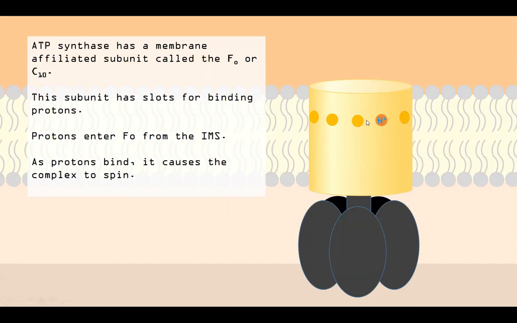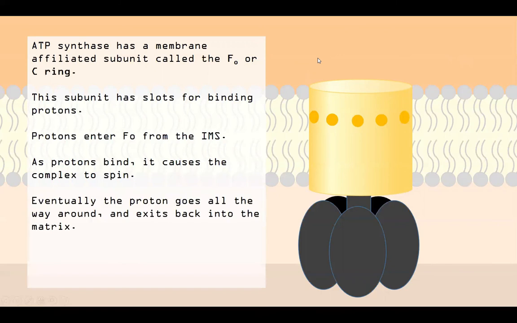So you can see it starts to spin. We're going to go in this direction. And it, of course, happens much faster than this, but just so you can track it. And eventually, we're going to go all the way around. And these protons will exit from the back into the matrix. So that's it. They waited in line. They did their Schlitterbahn ride. And now they're back out.